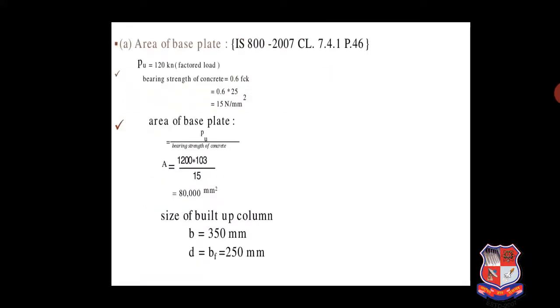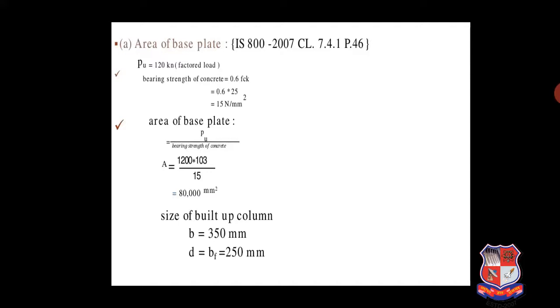Our first step is to calculate the area of the base plate. For that we can use clause number 7.4.1, page number 46 in IS 800 2007. So Pu, the total factored load, is given to you. The bearing strength of concrete is taken as 0.6 times fck as per the codal provision. Our fck is 25, so we know the bearing strength of concrete is 15 Newton per mm square.